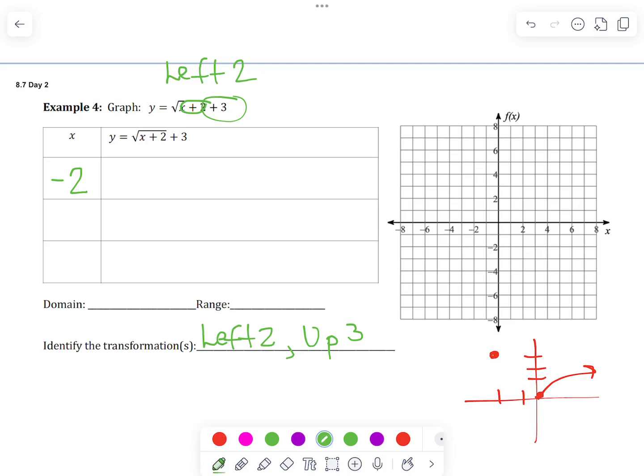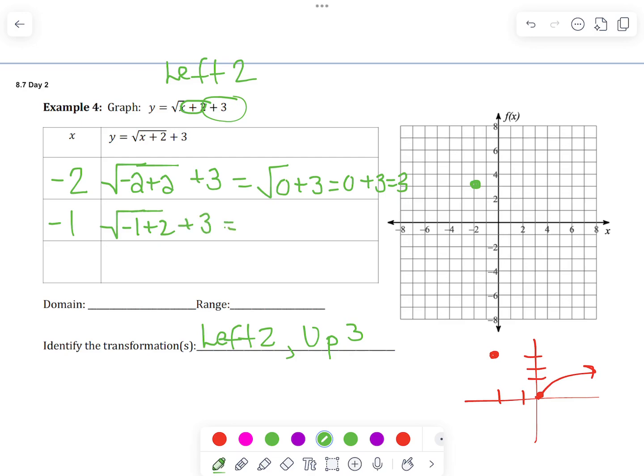So let's go ahead and evaluate the function. So we're going to substitute negative 2 in for x. Now we're going to simplify it. Negative 2 plus 2 is 0. The square root of 0 is 0. And we get 3. So we're left 2, up 3. Now I'm going to choose -1. So -1 plus 2, and then plus 3. The square root of 1 plus 3. The square root of 1 is 1. 1 plus 3 is 4.